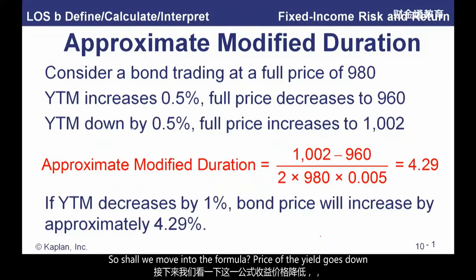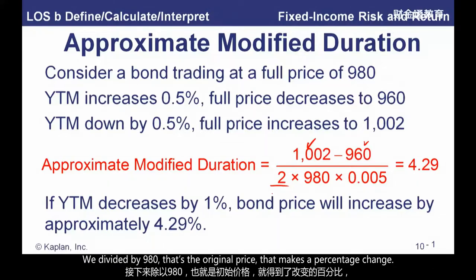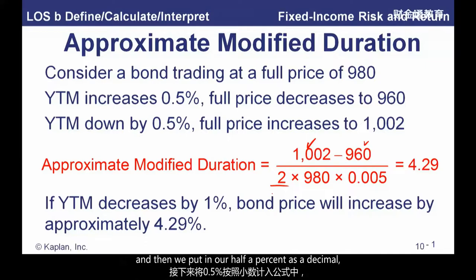So, shove them into the formula. Price if yield goes down, price if yield goes up, divide it by 2 so we get the average of the difference there. We divide it by 980, that's the original price, that makes it a percentage change. And then we put in our half a percent as a decimal.